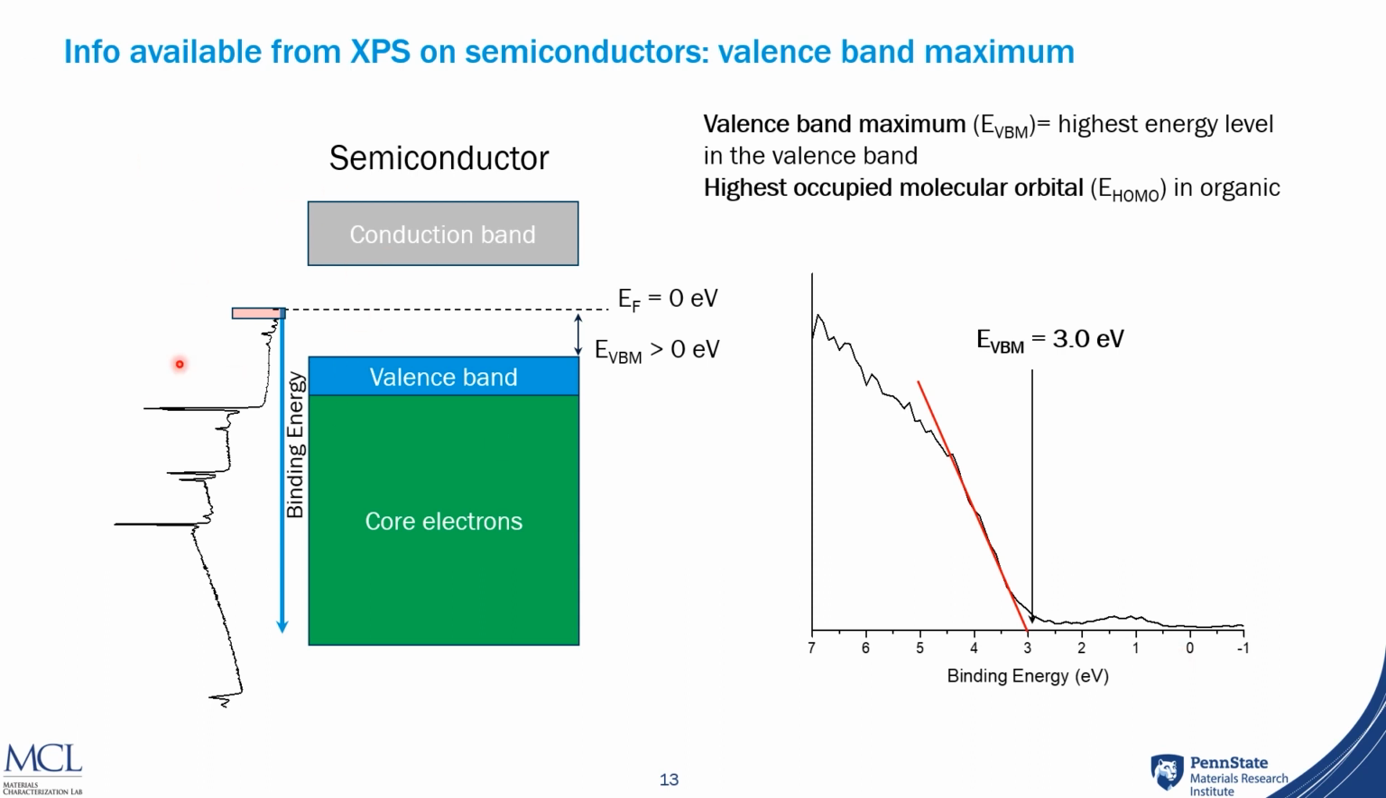So in XPS, again, we have access to core and valence electrons. In this case, we're going to be looking at these weakly bound electrons, which don't have a whole lot of intensity in an XPS measurement. And we're looking at the distance between the Fermi edge and the first onset of electrons from the valence band maximum. And what's shown on the right here is a material that has a valence band maximum of 3 electron volts.